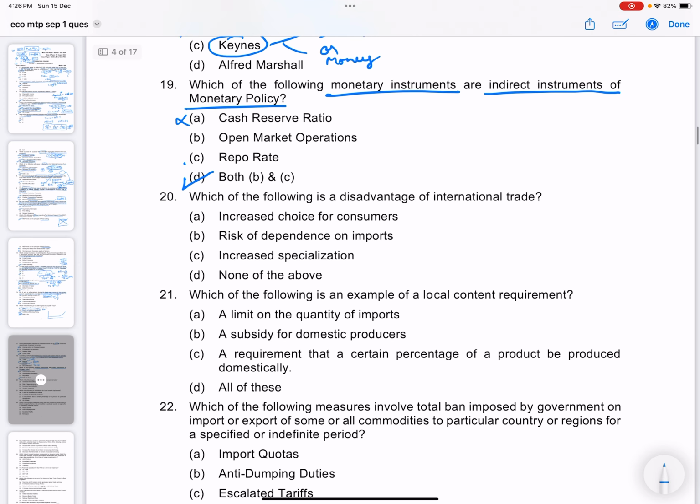Which of the following is a disadvantage of international trade? Increased choice for consumer. This cannot be a disadvantage. Risk of dependence on imports. This can be. Increased specialization. No. This is a good thing. So risk of dependence on imports.